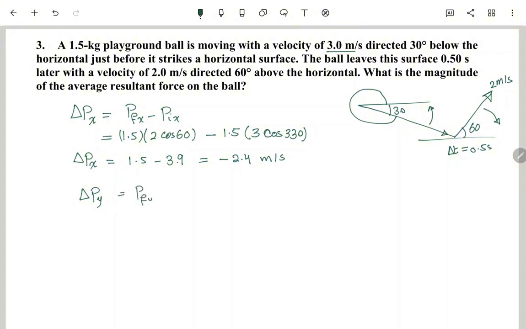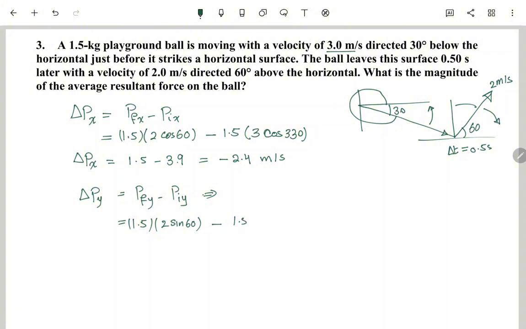Now let's follow the same procedure when calculating the change in momentum at y, equal to p final y minus p initial y. From this one here, the mass is 1.5 times p final y, this one here on the y-axis, so it will be 2 sine 60, minus p initial y, this one here. If this is the x-axis here, the y-axis will be this one here, and it will be 3 sine 30.